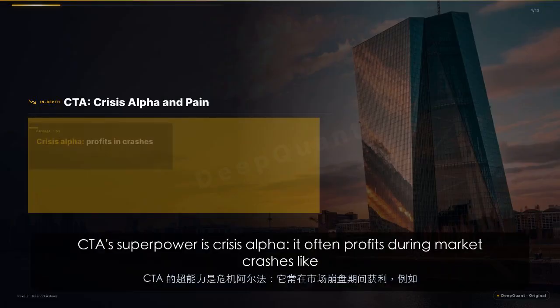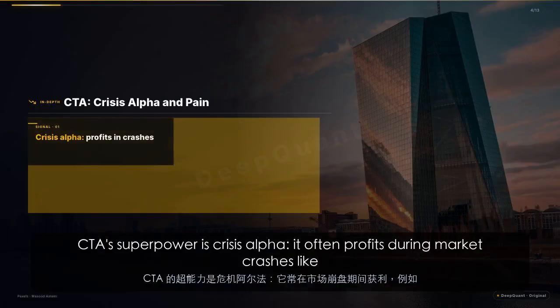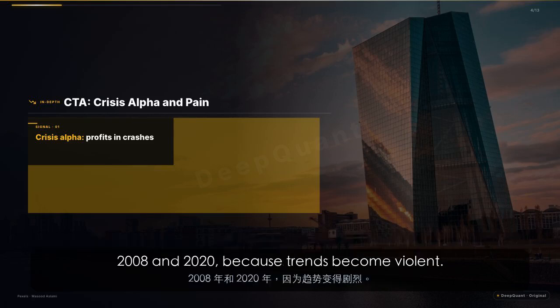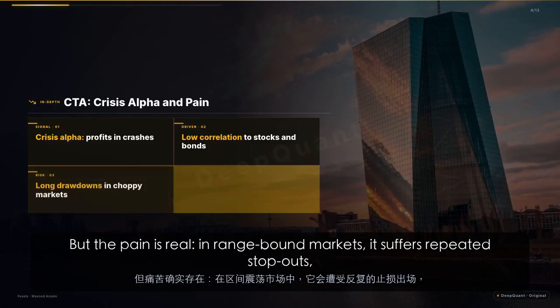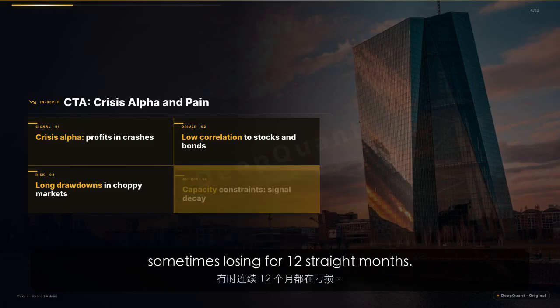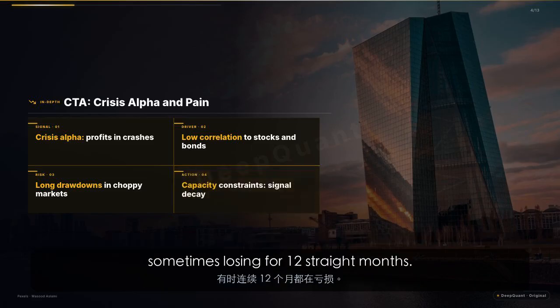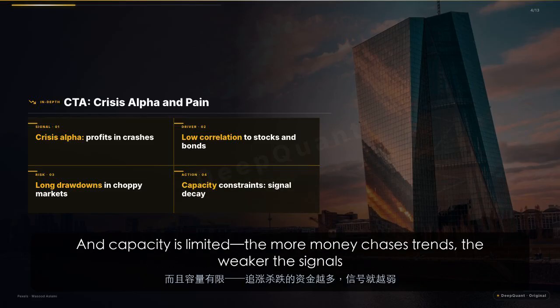CTA's superpower is crisis alpha. It often profits during market crashes like 2008 and 2020, because trends become violent. Its low correlation to equities makes it a diversifier. But the pain is real. In range-bound markets, it suffers repeated stop-outs, sometimes losing for 12 straight months. And capacity is limited. The more money chases trends, the weaker the signals become.